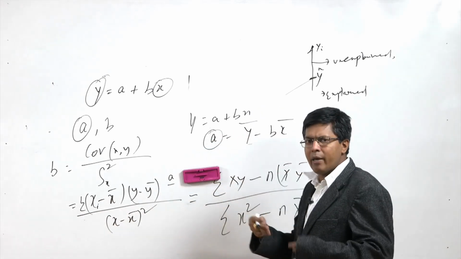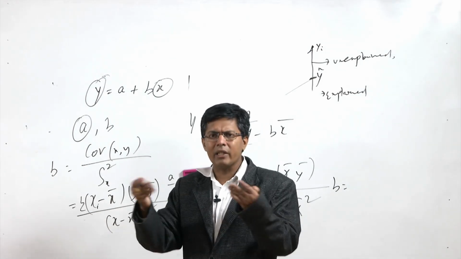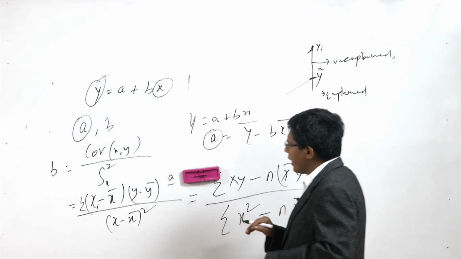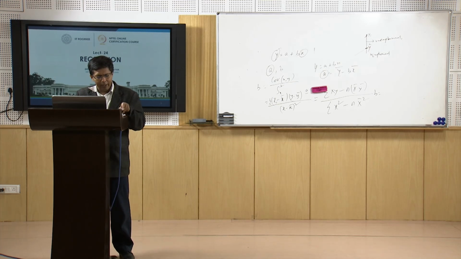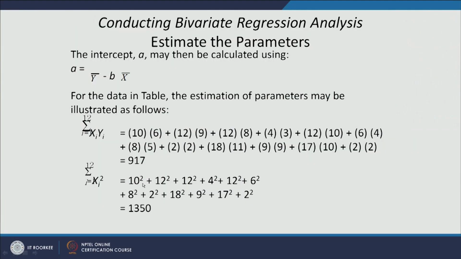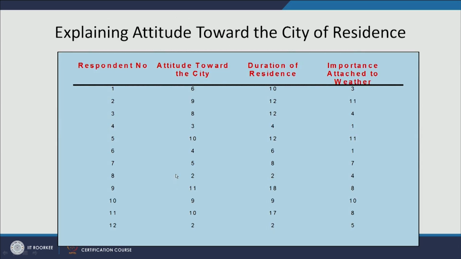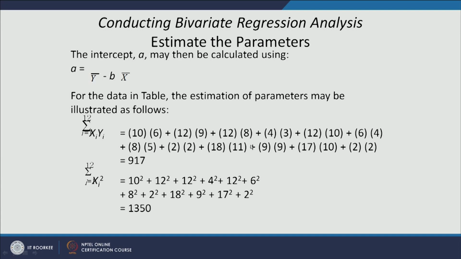Now, using the values of a and b, you can predict any value of y for any given value of x, okay. So, let us look at this case. It has first calculated the xy as given in our formula, which is 917. Earlier I had to make a change because there was a slight change in the slide. This is basically x square, so earlier it was looking like 10 to the 2. Do not get confused. So, 10 square plus 12 square plus up to 2 square. Now, this total is 1350, okay.